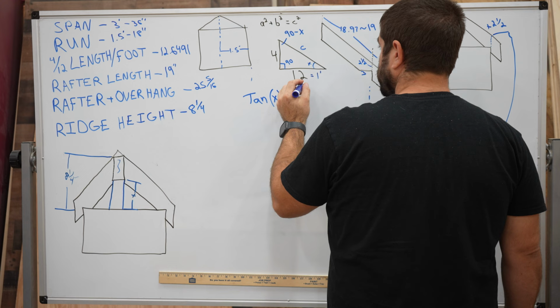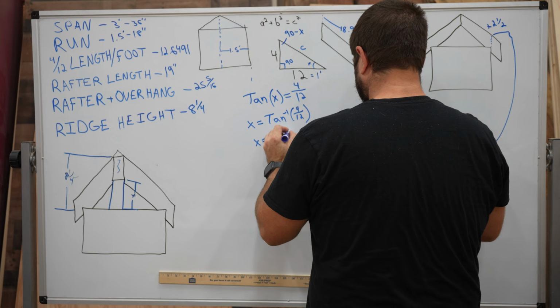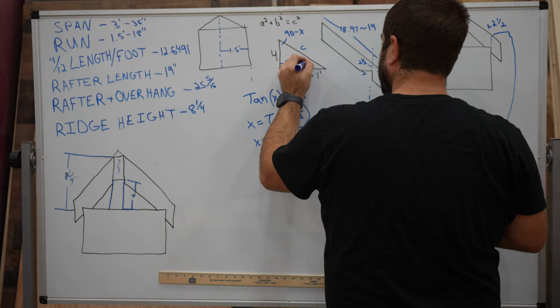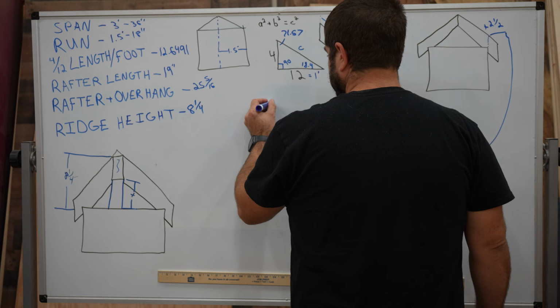But to find the angle of x, which is the angle a plumb cut needs to be, we know that the tangent of that angle is equal to 4 over 12. And to get x by itself, we need to take the inverse tangent, or arctangent, of 4 over 12, which is equal to 18.435 degrees. So to find the last angle, we can take that number from 90 degrees, which gives us 71.565 degrees, which is the angle a board would need to be cut at to get a level cut. You could also take the arctangent of 12 over 4 to get that angle.